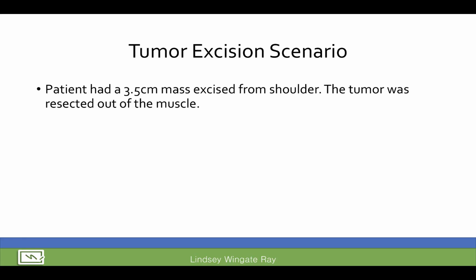Now it's your turn to try. The patient had a 3 centimeter mass excised from the shoulder. The tumor was resected out of the muscle. Go to the table of contents at the beginning of the musculoskeletal section, go to your shoulder section, and then go to the excision section. The correct code is 23076 because this was resected out of the muscle, which is intramuscular or subfascial, and it was less than 5 centimeters.